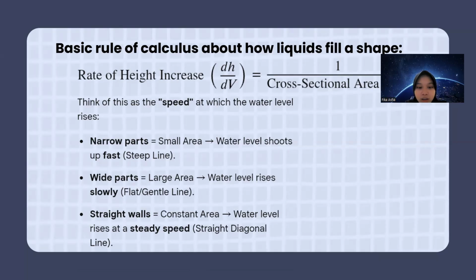If the container is narrow, the area is small, so the height rises quickly, creating a steep curve. If it is wide, the area is large, so the height rises slowly, creating a flat curve. If the walls are straight, the area is constant, creating a perfectly straight diagonal line. Now let's analyze each container one by one.